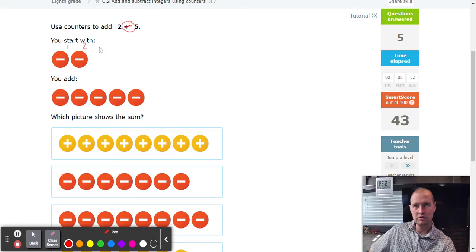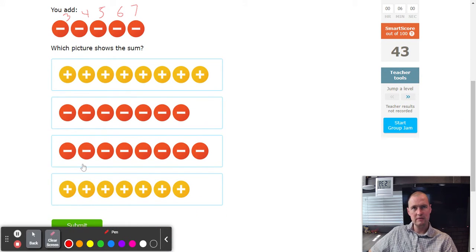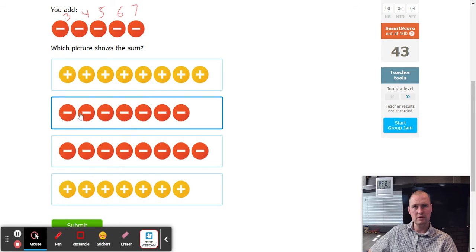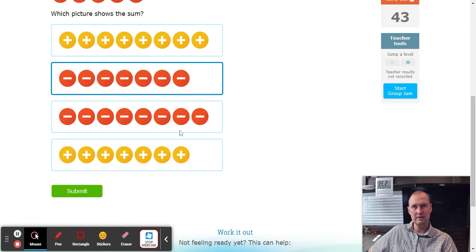So we got 1, 2, adding, right? Keep adding 3, 4, 5, 6, and 7 counters. So we're going to choose the one with 7 counters. And it looks like the 7 counters is this one right here. So 1, 2, 3, 4, 5, 6, and 7.